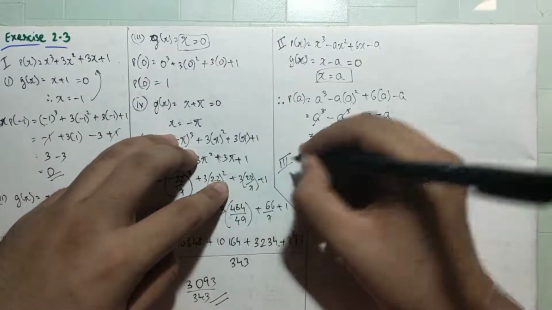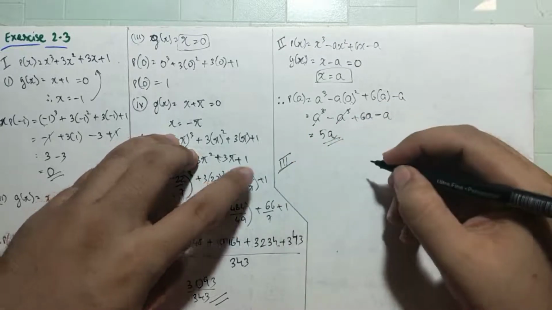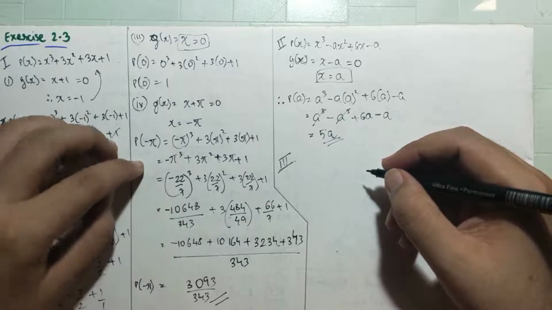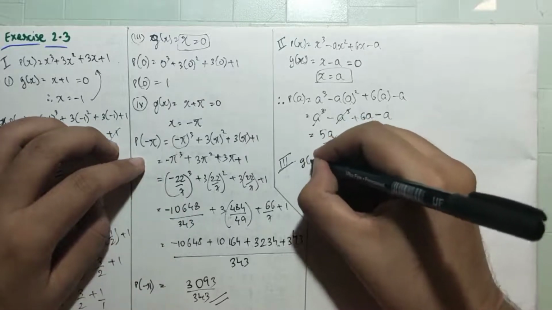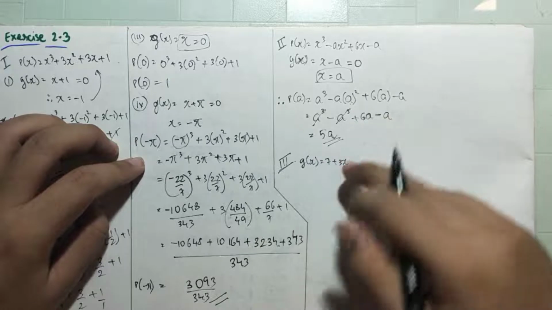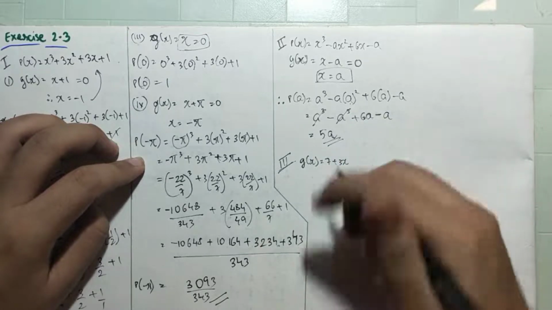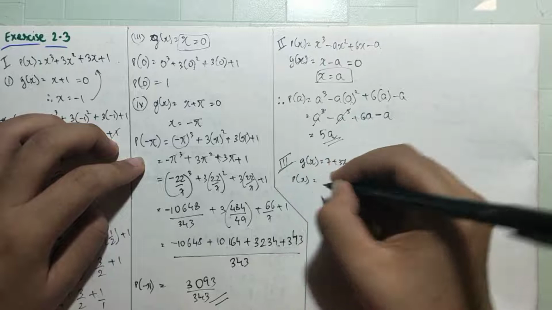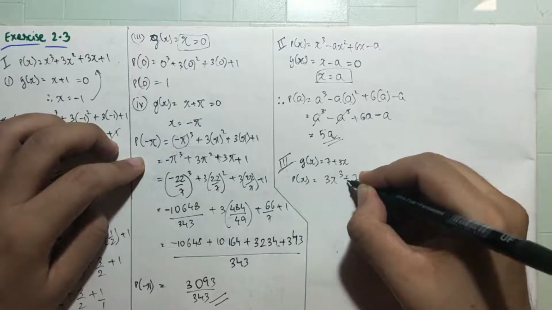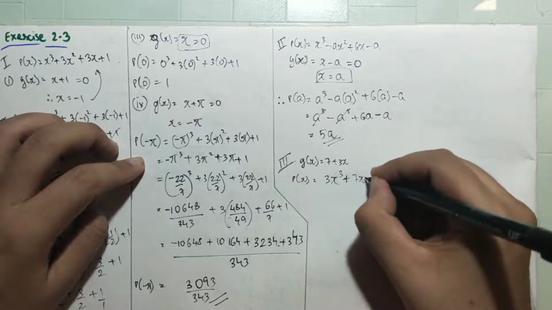Third question. In third question, check whether 7 plus 3x is a factor of, so here g of x given to us is 7 plus 3x. You have to check whether this is a factor of which polynomial. The polynomial is given as 3x cube plus 7x.